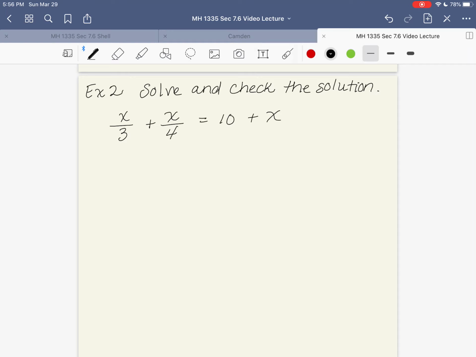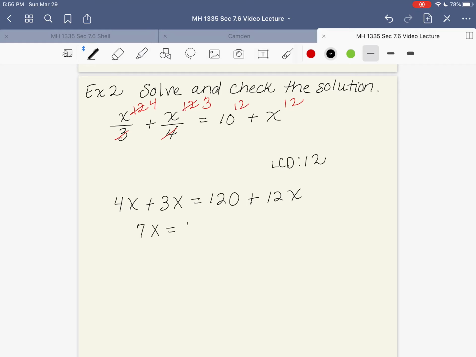Again, whenever you have fractions in your equation, you want to multiply every term by the LCD. And again, the LCD for 3 and 4 is 12. So just go through and multiply every term by 12, even the terms that are not fractions. Then simplify. 3 goes into 12 4 times, 4 into 12 3 times. So now we have 4x plus 3x equals 120 plus 12x. Combine like terms on the left side.